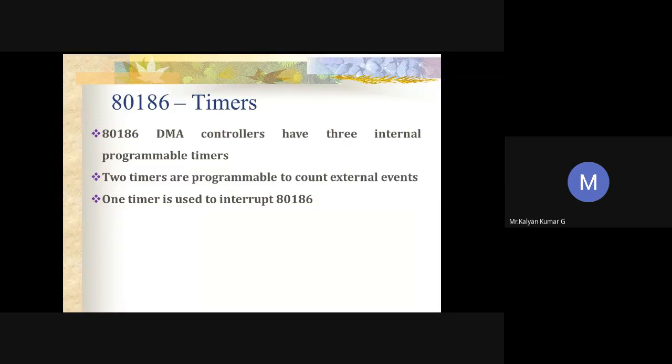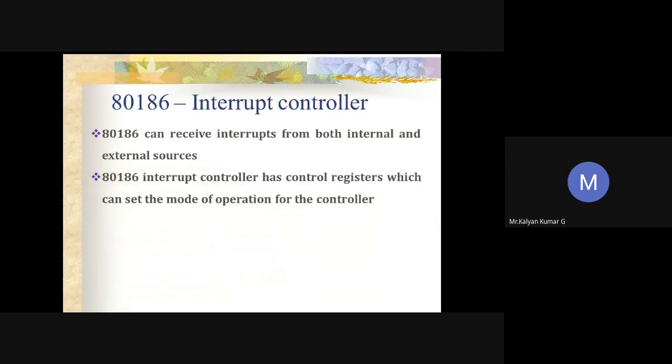Okay. And then what other additional feature do we notice in the 80186? Another additional block available in the 80186 is the interrupt controller. The 80186 has an interrupt controller, which means it can receive interrupts from both internal sources as well as external sources. For example, with the internal interrupt controller we have the option to merge all the interrupt requests on a priority basis, and it provides individual interrupt service by the CPU.